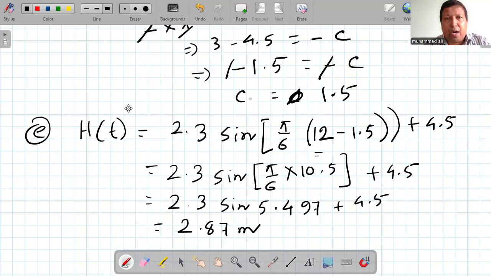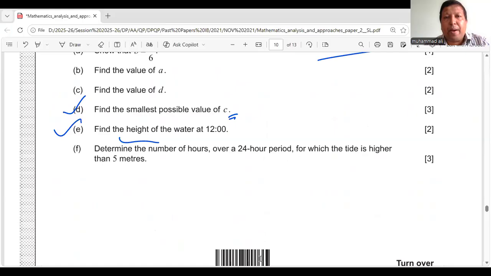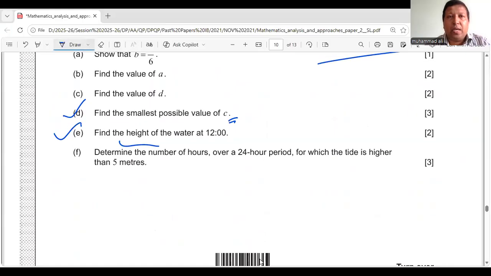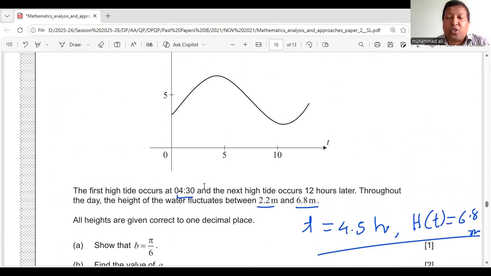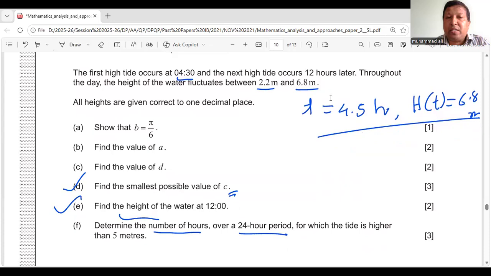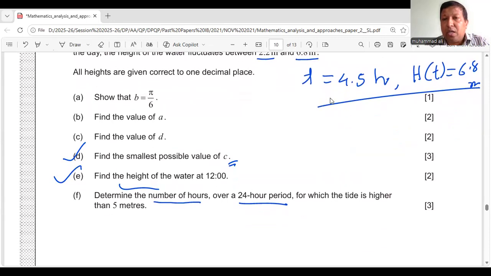Now the last part is determine the number of hours over a 24 hour period. We know that here the period is 12. That means its revolution is 2 times, because one complete revolution is within 12 hours. So within 24 hours, it has 2 complete revolutions. So 2 complete periods here, for which the tide is higher than 5 meters.